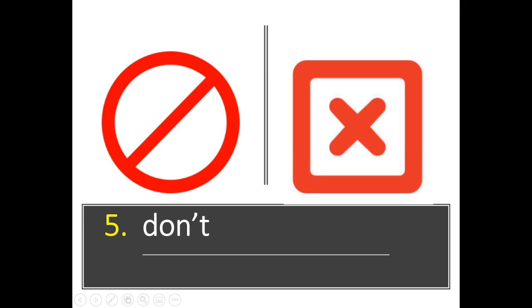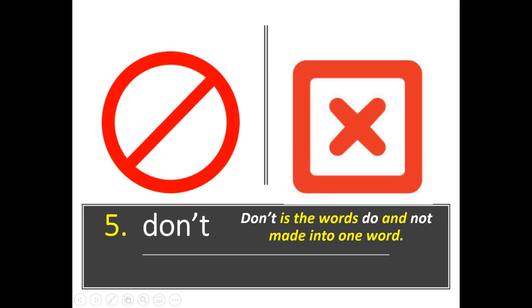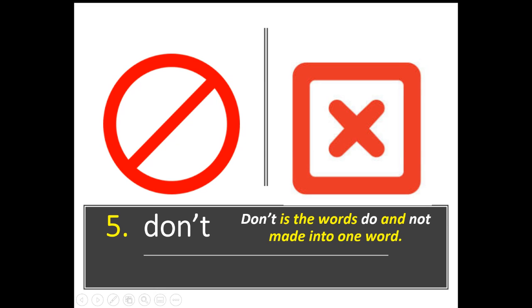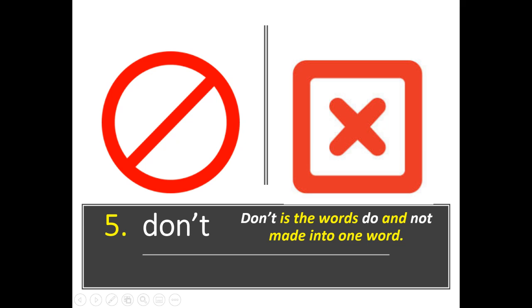And that is a contraction, so don't forget to put the apostrophe. D-O-N apostrophe T. For don't, you put the apostrophe where a letter is missing. Don't is the words do and not made into one word. If you put those two words together, D-O-N apostrophe T, they took out the O in not and they put an apostrophe there. So a synonym or word that means the same is do plus not. Do not.